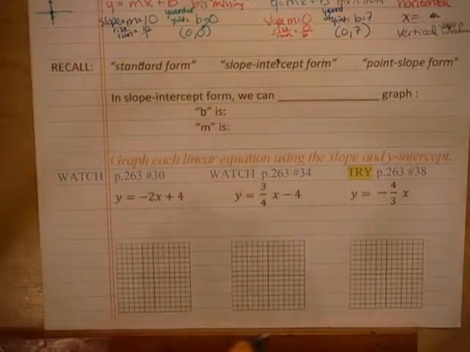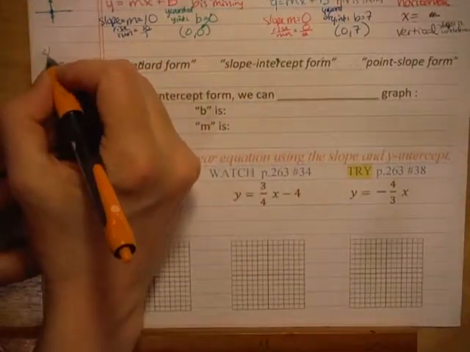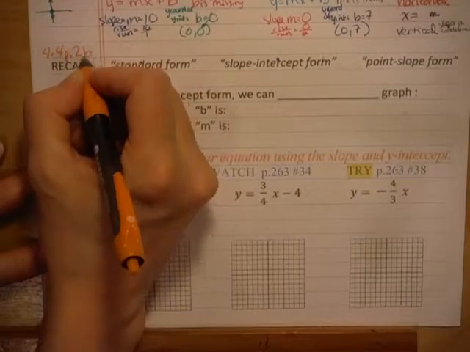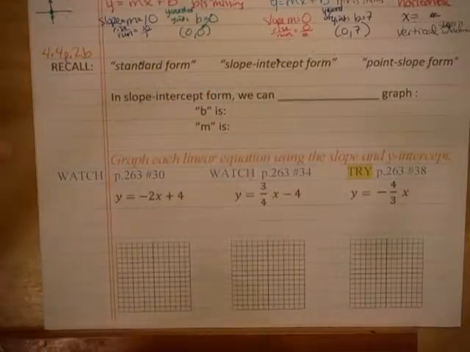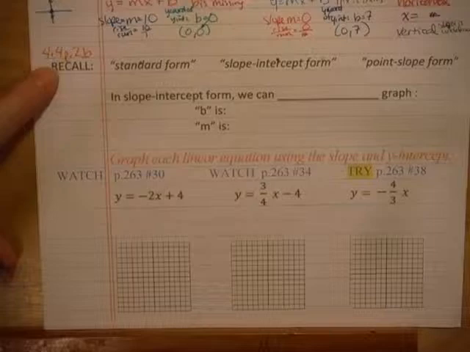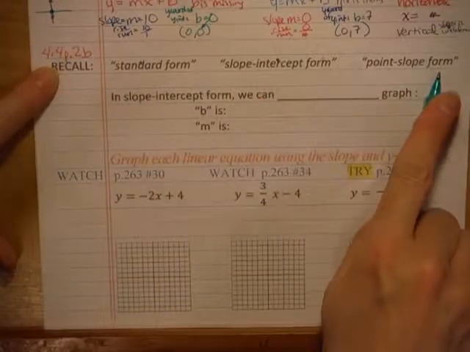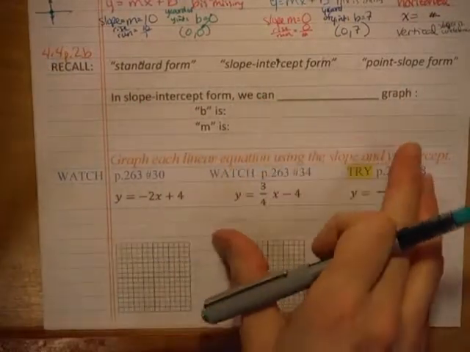Okay, here we are at the bottom of page 2. We're in section 4.4, page 2b on the videos. And we are now going to review the 3 forms of the linear equation.